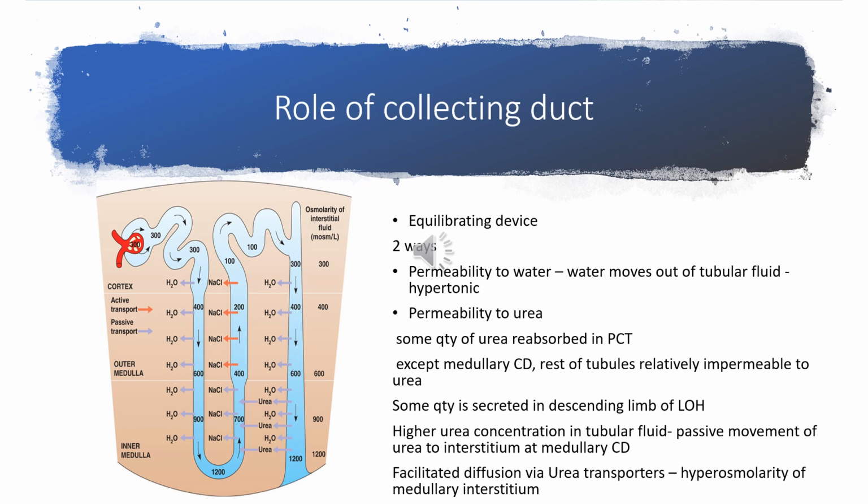This facilitated diffusion of urea occurs via urea transporters, and this accounts for the increase in hyperosmolarity of the medullary interstitium. This facilitated diffusion of urea is followed by the movement of water from the tubular fluid into the interstitium in order to maintain the osmotic balance. So this causes a concentration of urine. This is the role of collecting duct in concentrating the urine.